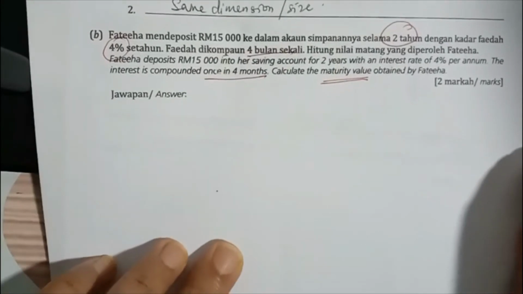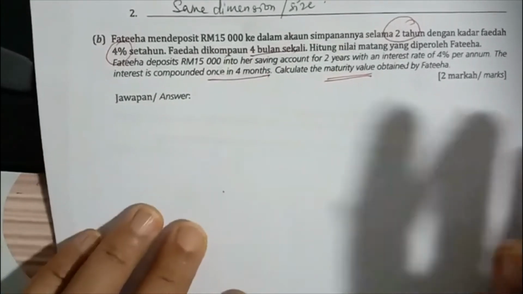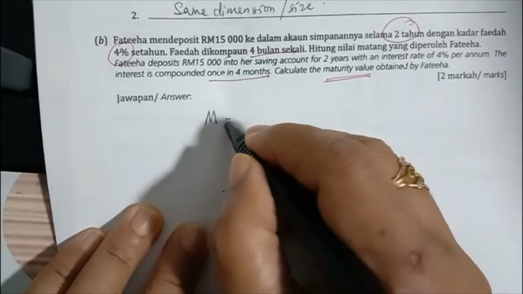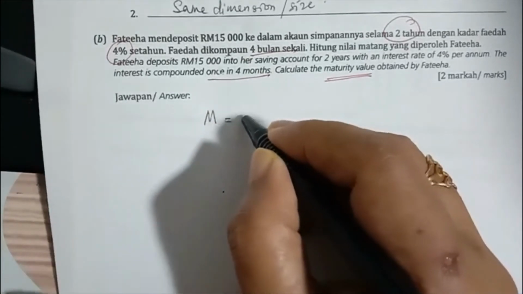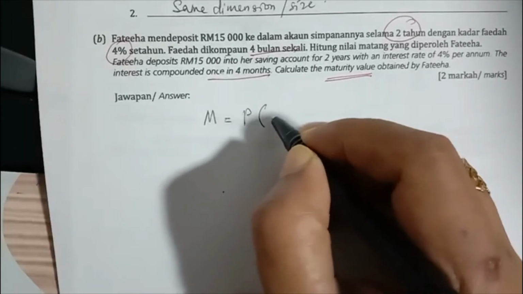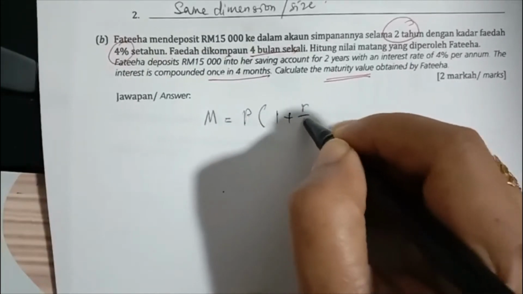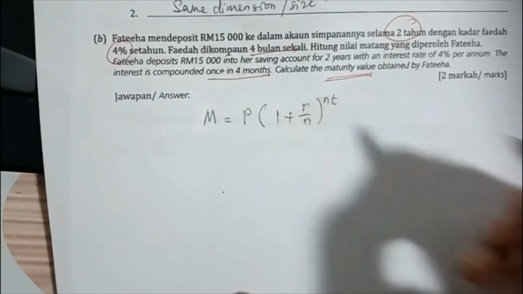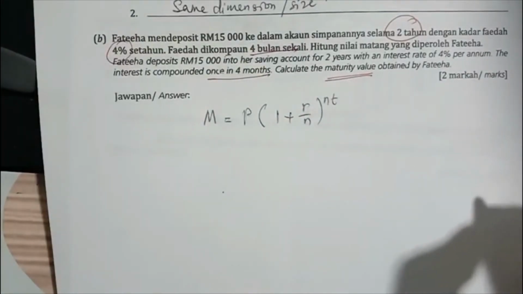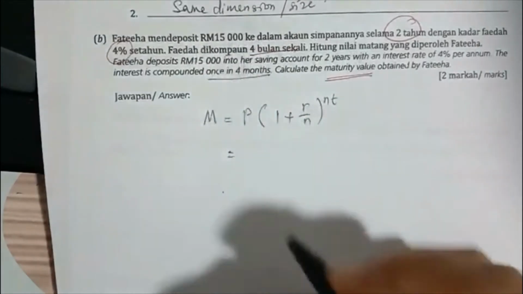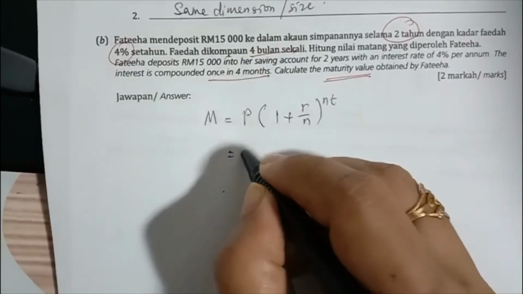This is compound interest. So the matured value M equals to P (1 plus R over N) to the power of NT. Okay, ini formula dia. So the principal is the value that is initially deposited. Okay, so it's 15,000.